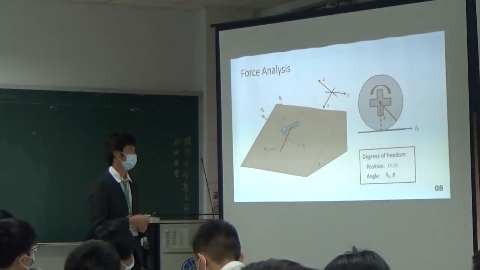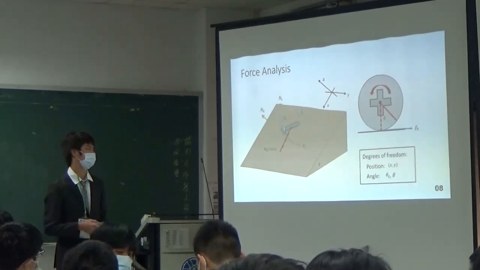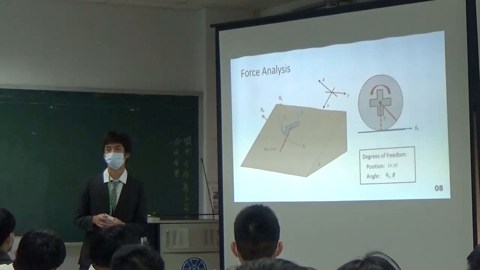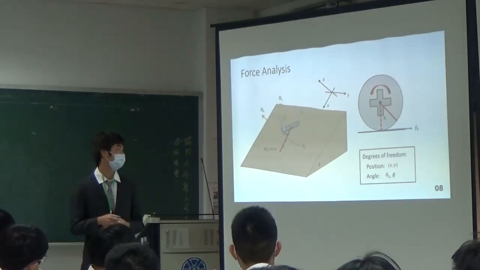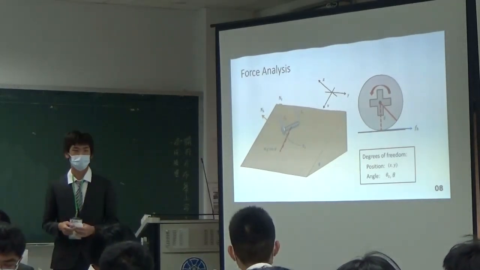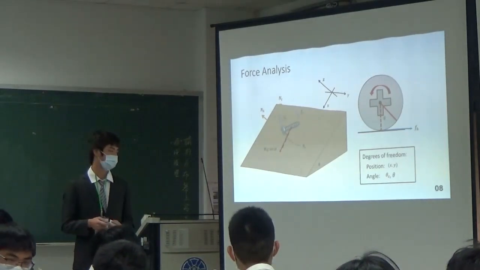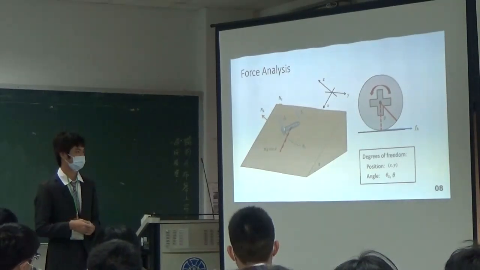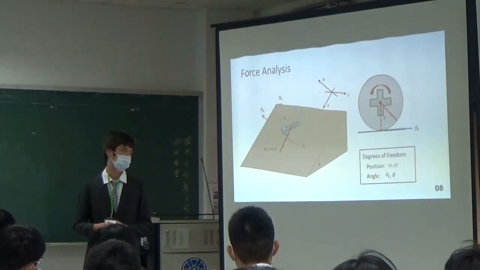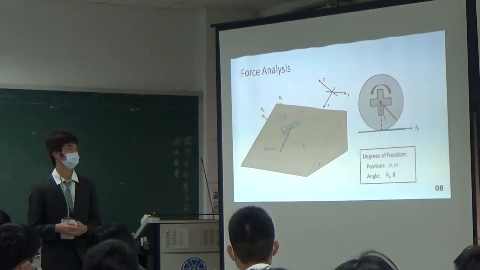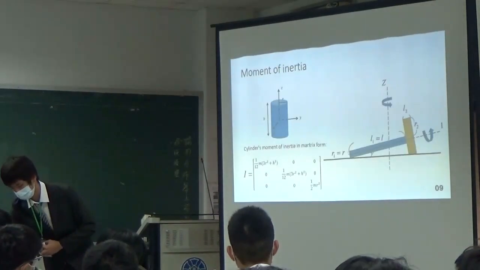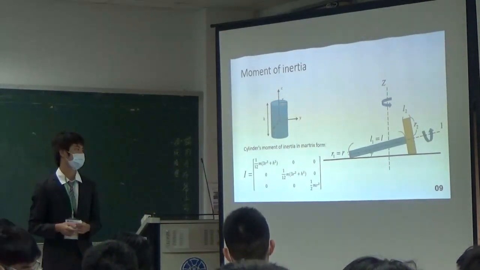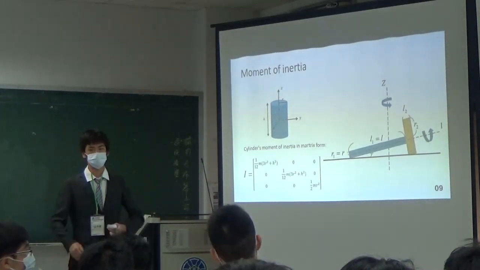We can see that the component of gravity will act on the center of mass, and there are normal forces provided by the contact point and the frictions that cause the rotations. By listing all the forces that affect the motions, we can write down the degrees of freedom, which will be the positions and the rotating angle. And since the screw will rotate, we need to calculate the moment of inertia.